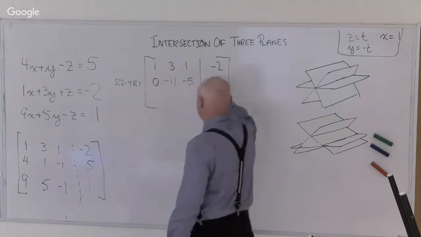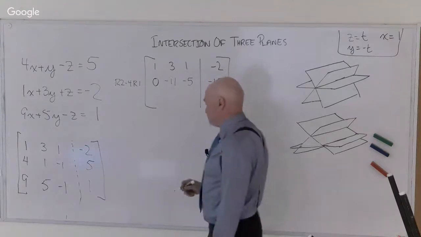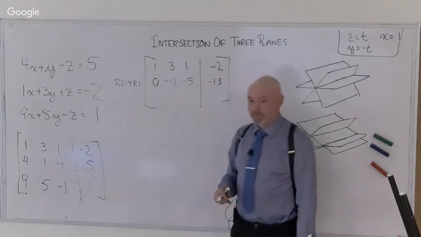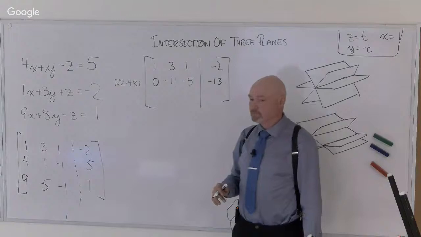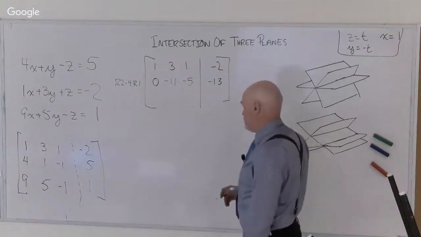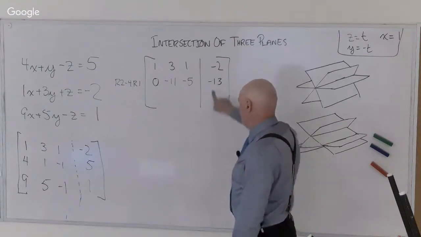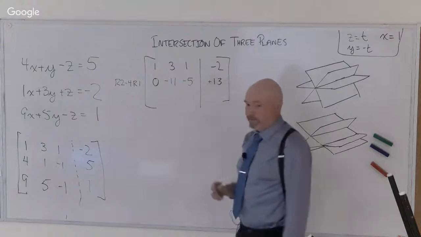Did I get this right? Is this -13? Shouldn't it be just positive 13? Because you're adding a negative. Oh, you and your getting your negatives right.